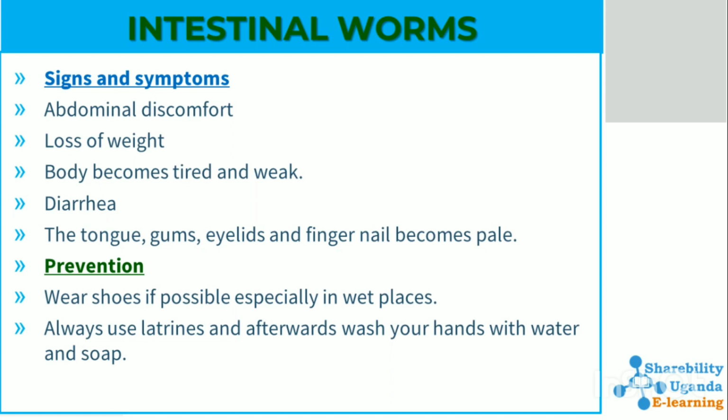How can we prevent hookworms? We need to wear shoes while walking on the ground, especially in wet places. Always use latrines, and afterwards wash your hands with water and soap. Using latrines helps to dispose of our feces properly so that we do not give these hookworms their eggs.